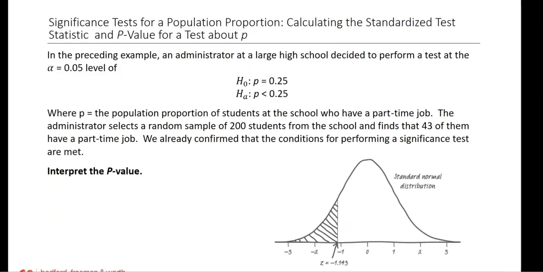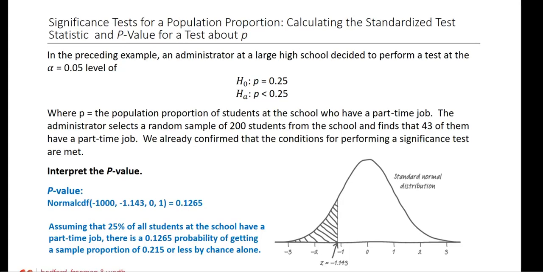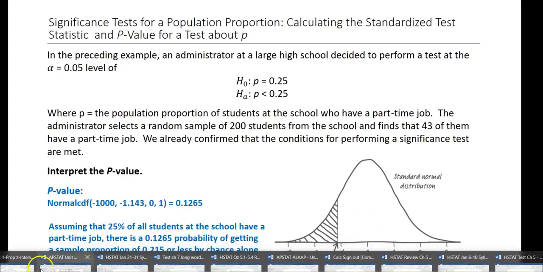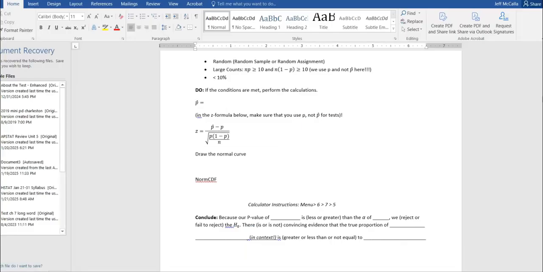Because our p-value of 12.65% is greater than the alpha level of 5%, I'm assuming, I didn't read it, but I'm assuming it's 5%. If it was different, we should change that. Let's see, so it's larger, right? Our p-value is larger than our alpha. So we do not reject.